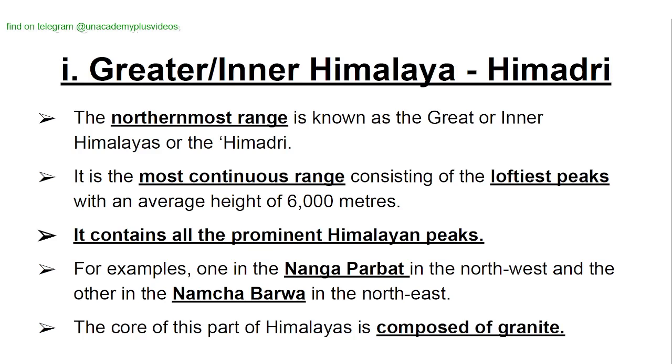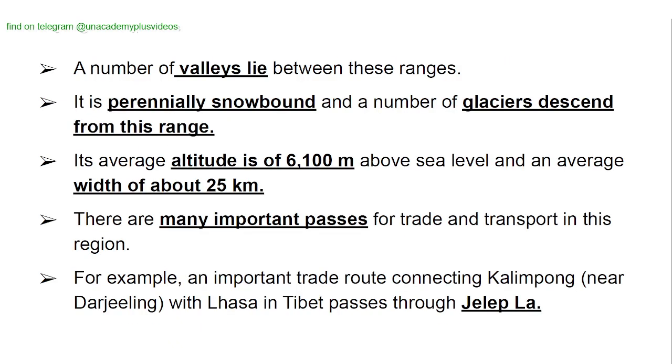The core of this part of the Himalaya is composed of granite. A number of valleys lie between these ranges. It is perennially snowbound and a number of glaciers descend from this range. Its average altitude is 6,100 meters above sea level and an average width of about 525 kilometers. There are many important passes for trade and transport in this range.